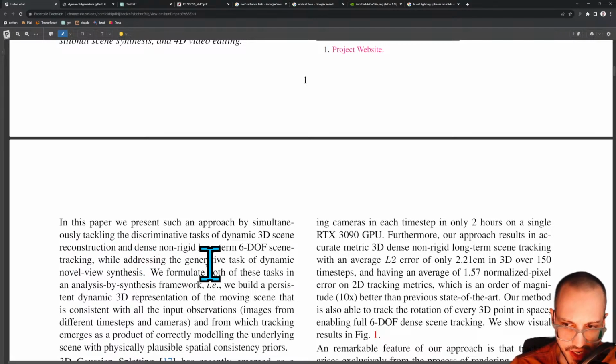While addressing the generative task of dynamic novel view synthesis, we formulate both of these tasks in an analysis by synthesis, i.e. we build a persistent dynamic scene representation of the moving scene that is consistent with all the input observations.